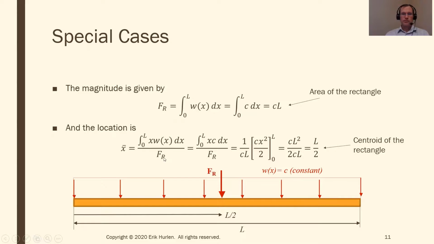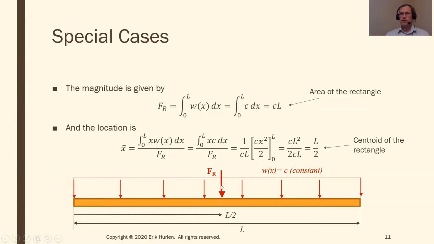Similarly for location, I integrate x times the loading function, so x times C. Integral of that is 1/2 x squared times C. And then I also want to divide by the FR I just found above, the magnitude CL. So Cx squared over 2 from 0 to L gives me CL squared over 2. But then I want to divide by C and L. So that gives me a grand total of L over 2. And L over 2, halfway through my beam, right down the middle, that is the centroid of a rectangle.